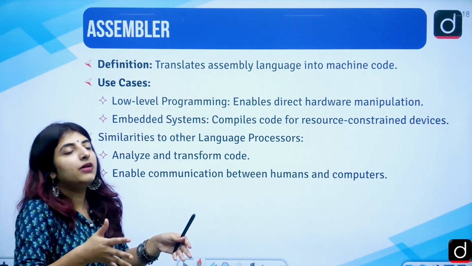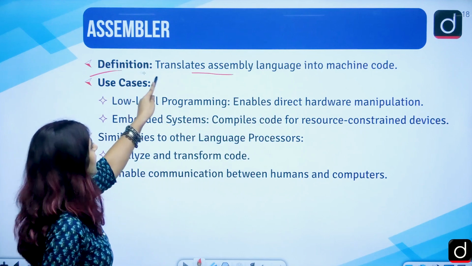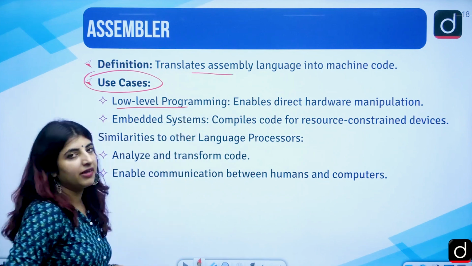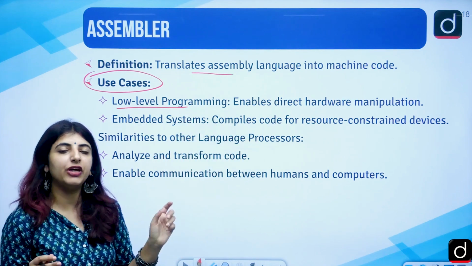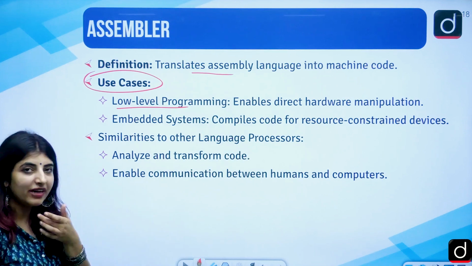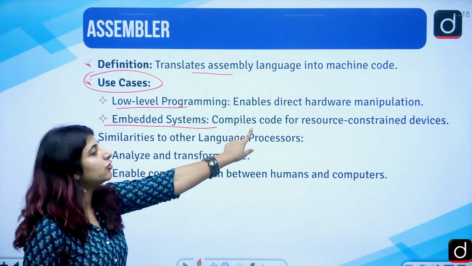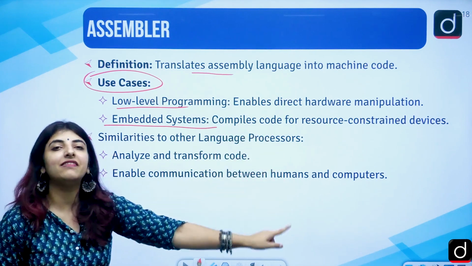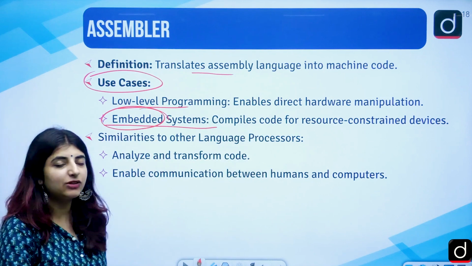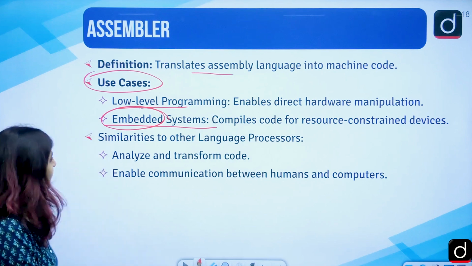Then we have assembler: assembly language into machine code. So what are the use cases? Where do we use assembler? Low level programming, direct hardware manipulation. So any kind of programming which is supposed to be done in low level language, there we can use it. Embedded systems, like it compiles code for resource constrained devices, right? So in embedded systems, like we have ACs which are embedded with certain codes, there we use an assembler.